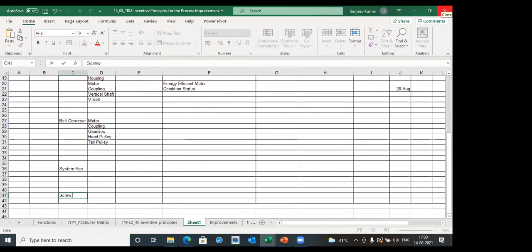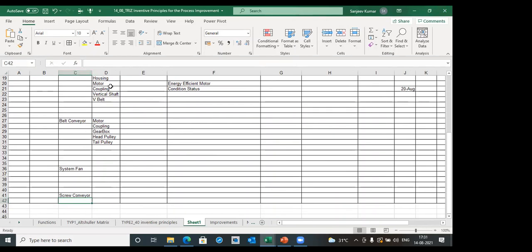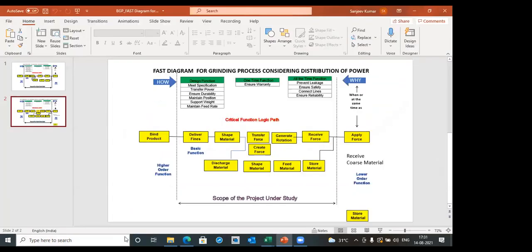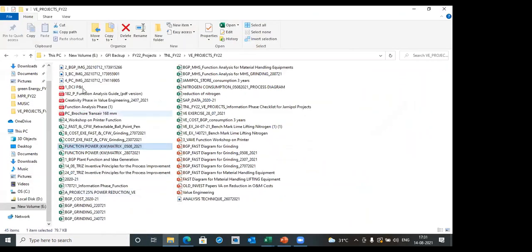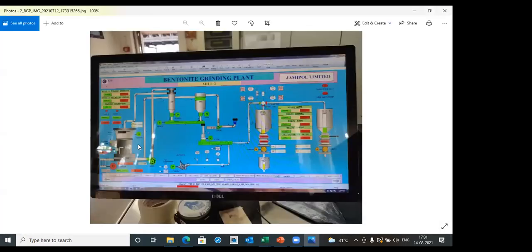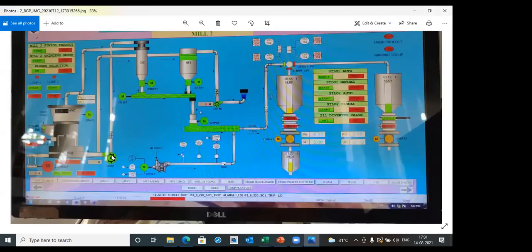So feed will stop, and when the current comes to normal, then feed will start. Geographically, our raw material silo is approximately 8 meters apart from the mill, and we are feeding it through a screw conveyor. When we stop the rotary feeder, which feeds the screw conveyor to the mill, the entire 8 meter distance becomes void.